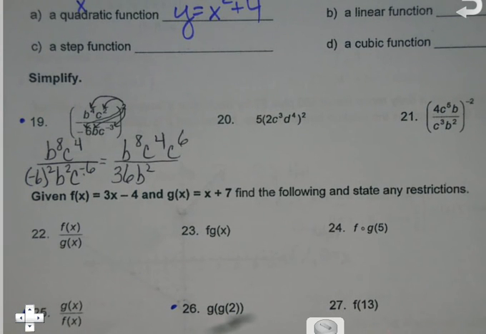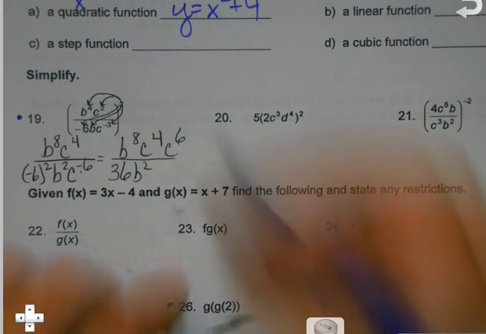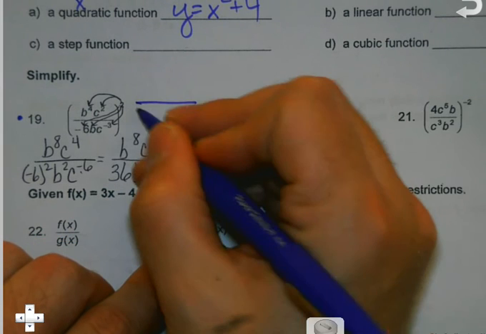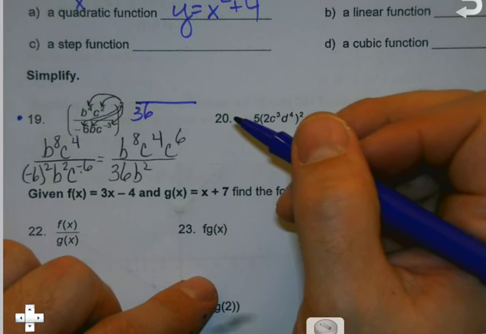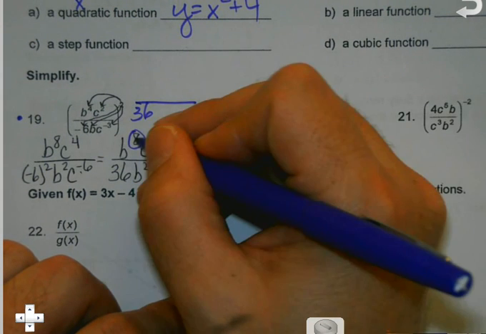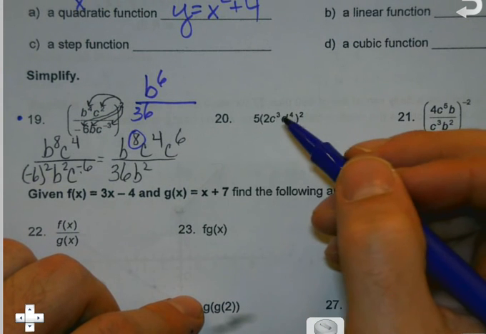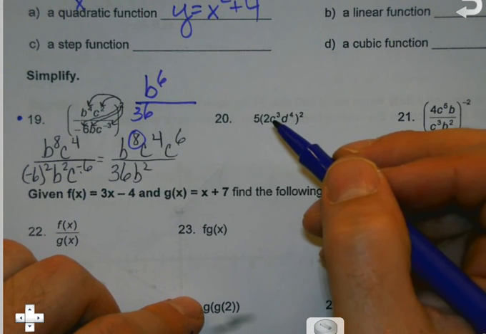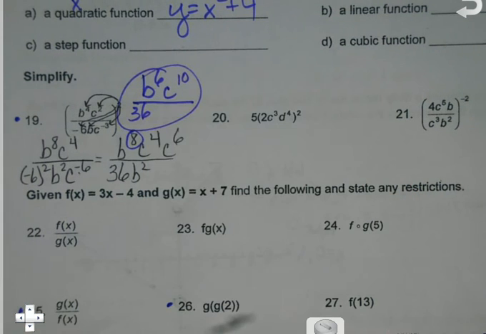I still need to simplify. I see the same variable term in more than one place. So to get to my solution, I'm dividing with the b's. What do you do to the exponents? You subtract them, and you put the answer where the bigger one is. 8 minus 2 is 6. With the c's, I'm multiplying, so what do you do to the exponents? You add them, that's right. 4 plus 6 is 10. Now I'm done. Don't stop before then.